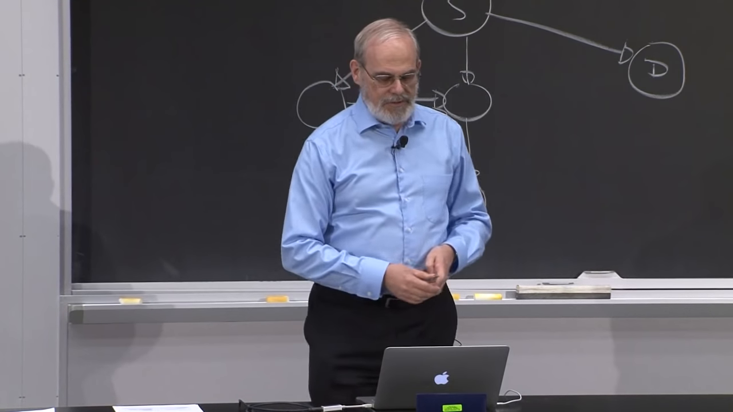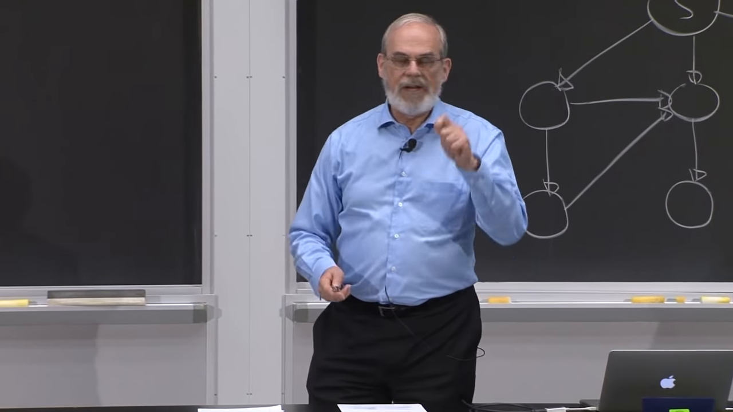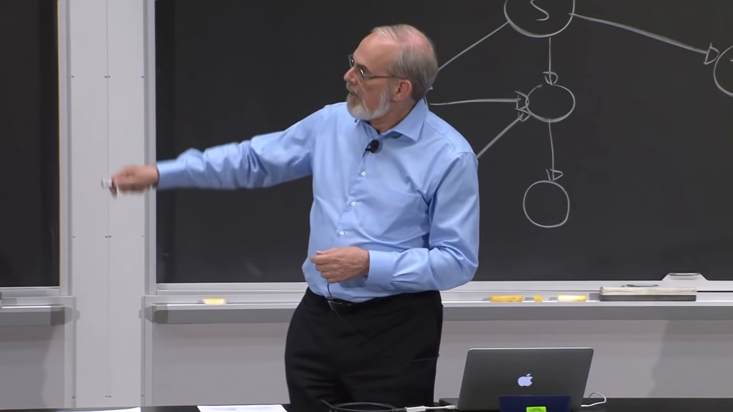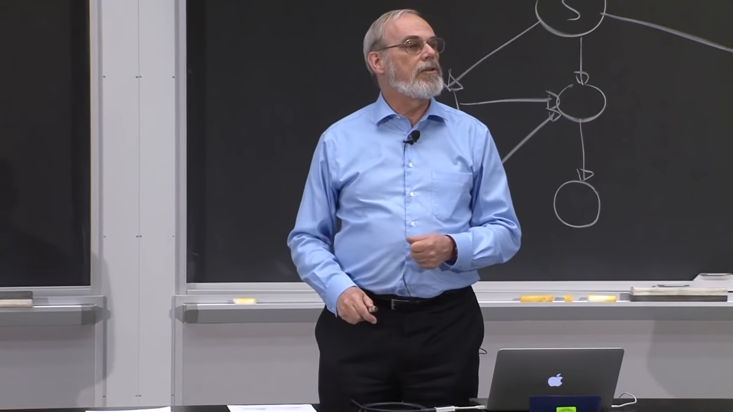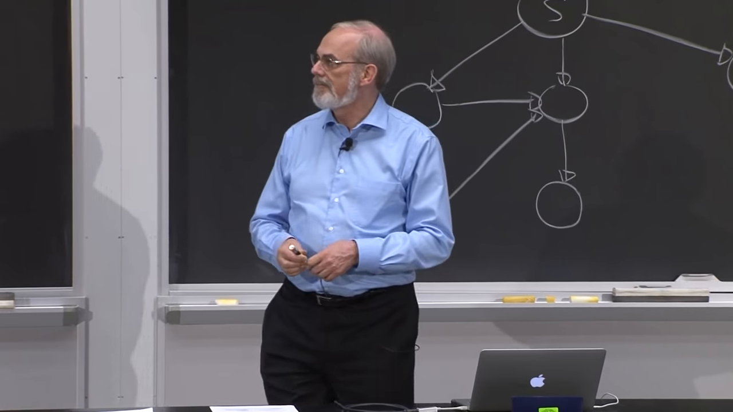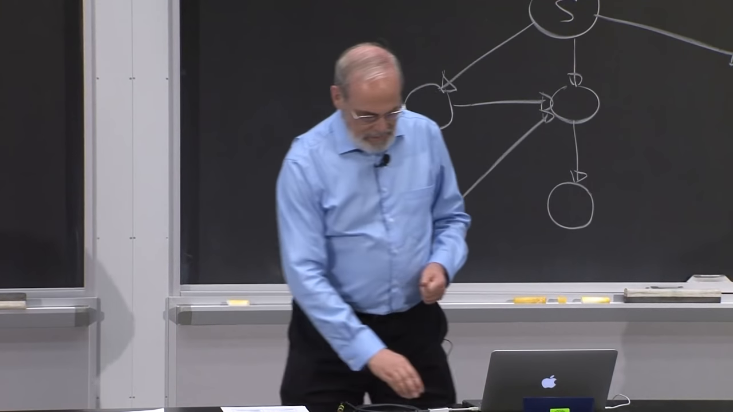And to think about this, here's the representation that we'd have in the graph. The adjacency list here is: from Boston, I can get to Providence, I can get to New York. From Providence, I can get to Boston, I can get to New York. From New York, I can only get to Chicago. Chicago, I can go to Denver or Phoenix. Denver, I can go to Phoenix or New York. And from LA, you can only come back to Boston. And Phoenix has no exits out of it. So there's that representation. I just want to let you see that, right? There are the keys in the dictionary. They're all the nodes. And each one of those lists is a set of edges from the source to the destination.